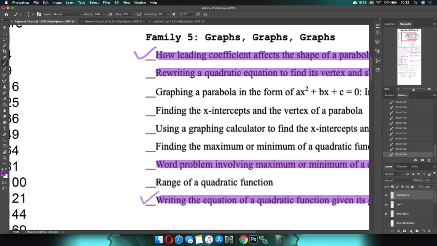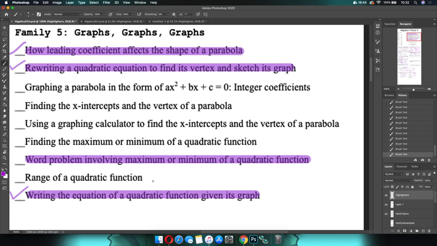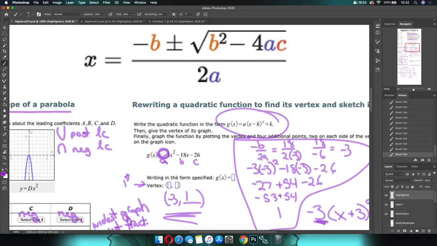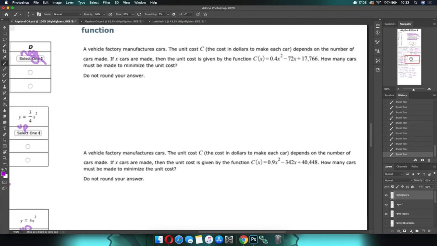So that's another topic on our list that is done, rewriting to find its vertex. Next up, word problem involving maximum or minimum of a quadratic formula. The hint here is given right there, the maximum or minimum of the quadratic formula. So all the stuff we were doing down here, shock of all shocks, we're doing it again. And you start to realize that for goal 4, there's basically 2 to 3 skills that you're just using over and over in different contexts. So let's go through some examples.